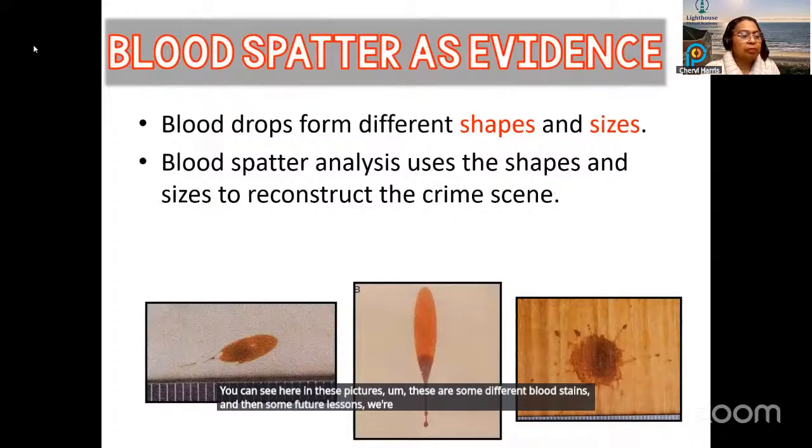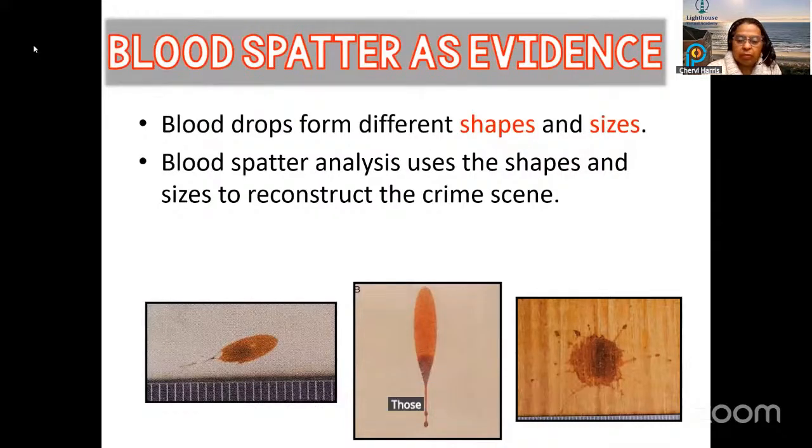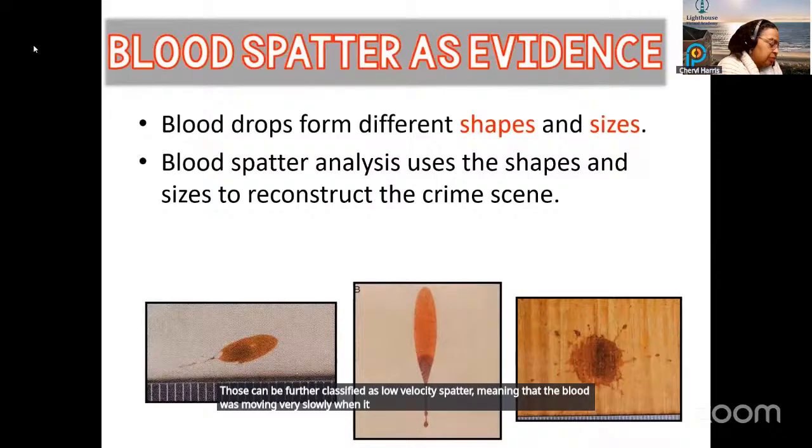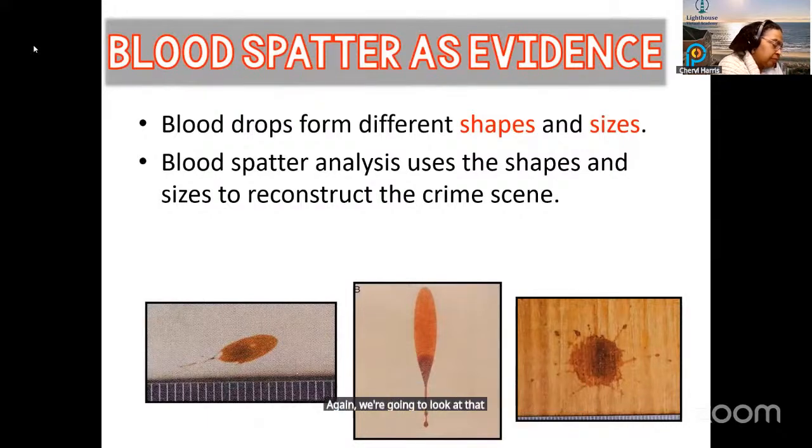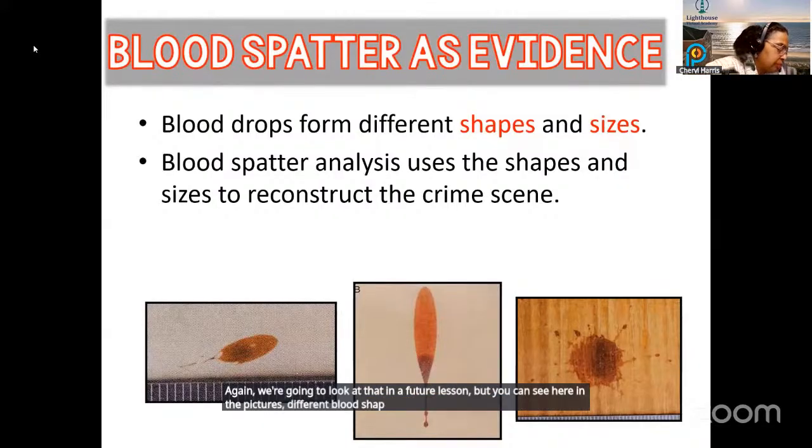You can see here in these pictures, these are some different blood stains, and in some future lessons we're going to get into what these stains actually mean. But you can have passive stains, and then you can have velocity spatter. Those can be further classified as low velocity spatter, meaning that the blood was moving very slowly when it hit the surface, or medium velocity spatter, which means it was traveling a little bit faster. And then your high velocity spatter patterns are going to create these really tiny droplets that spread over a surface. Again, we're going to look at that in a future lesson, but you can see here in the pictures, different blood shapes and sizes can help recreate the events behind how that blood got on that surface.